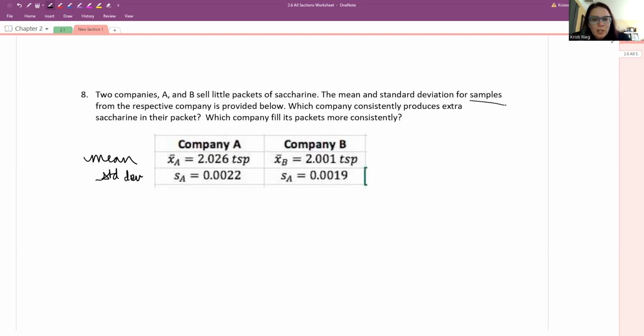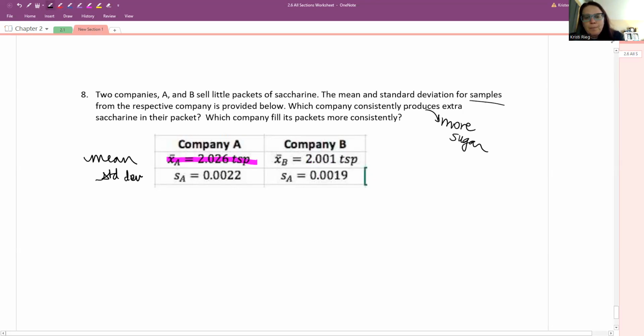And it says, which company consistently produces extra saccharin, extra sugar in their packets? So that would be more, I'm just going to write sugar because I can't spell saccharin. More sugar. So which one is doing more sugar? That would be company A, because that 0.026 is more than the 0.00. And this guy, company B, is very close to 2. So that would be which company? That would be A.